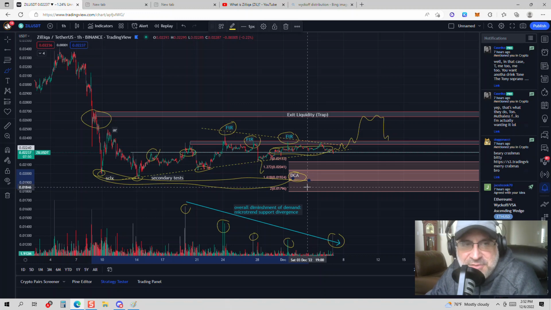Keep an eye on this if you're into this sort of coin and you're hodling this. I know Zilliqa is one of these hot coins that traders and investors like to hold on to.